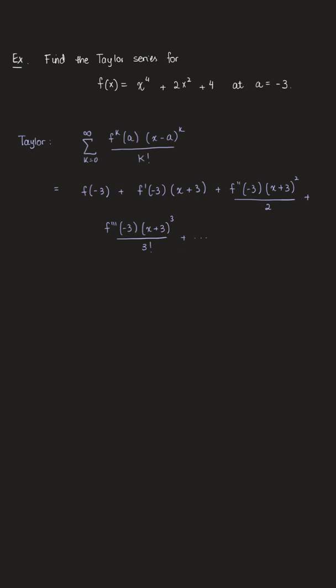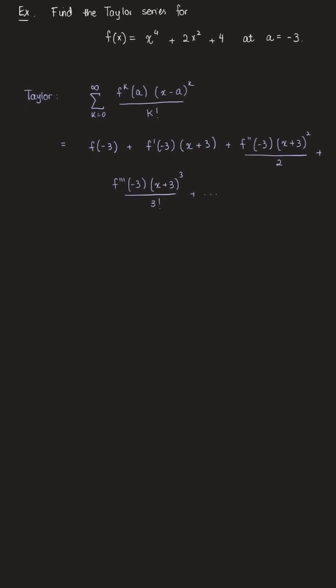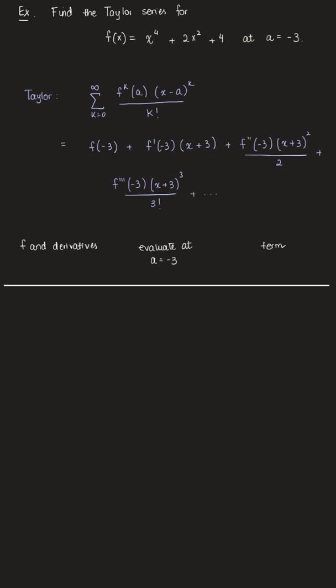So I like to organize the work that we do here by doing that chart that I've introduced a couple of times, where I'm going to write f and its derivatives for my first column. For my second column, I'm going to evaluate at the center, in this case at a equals -3. And finally, I'm going to try to write out the term of the series that corresponds to that particular derivative. So let me just create my chart, and then we'll get started.